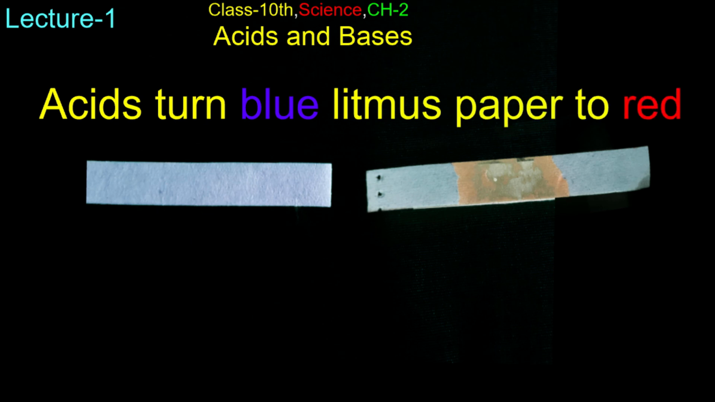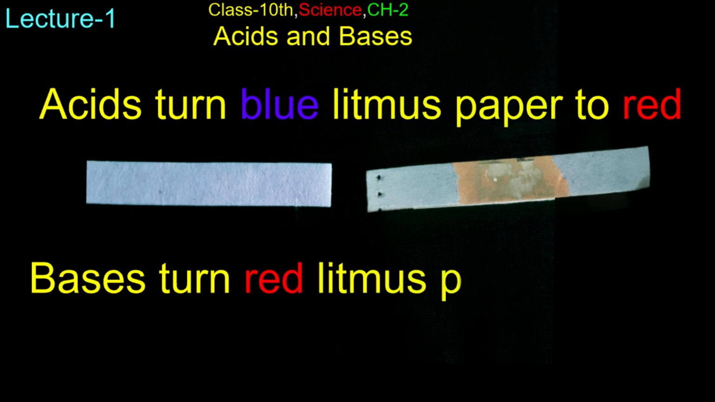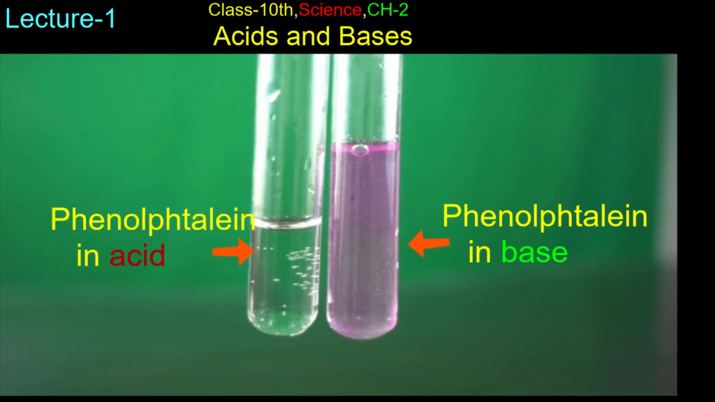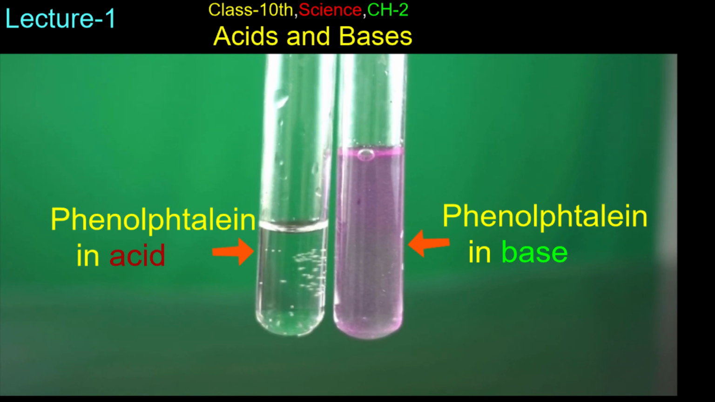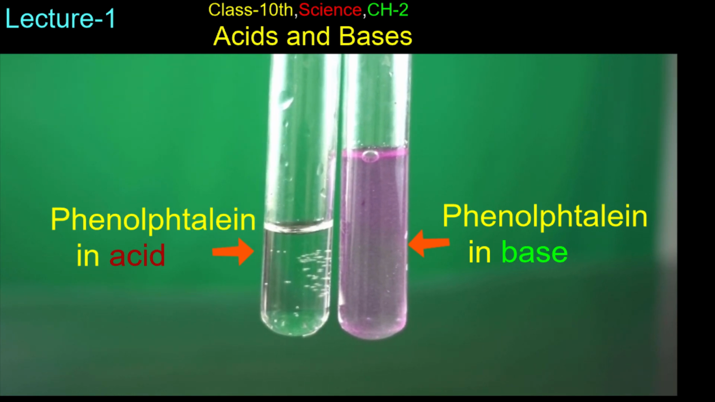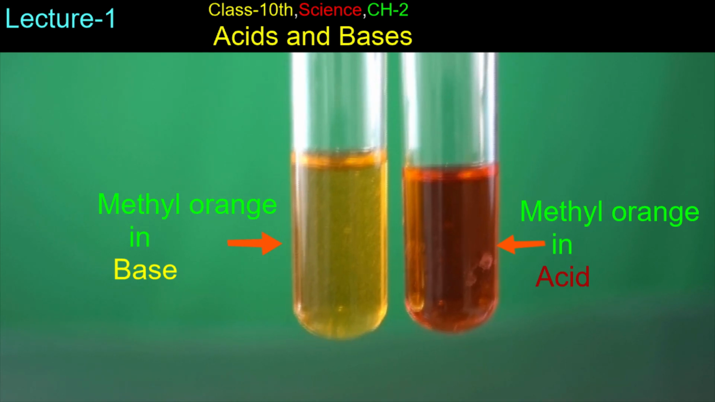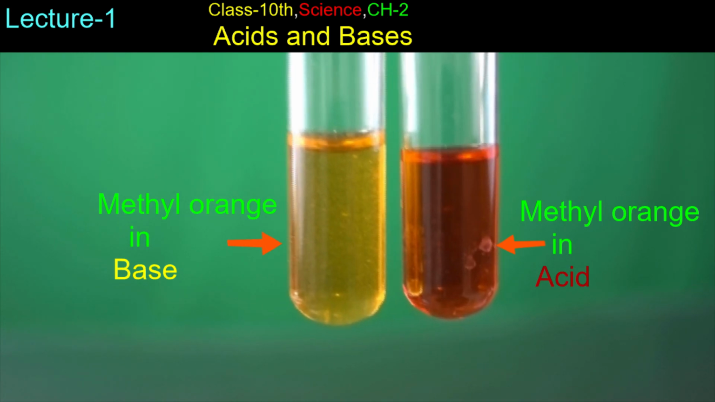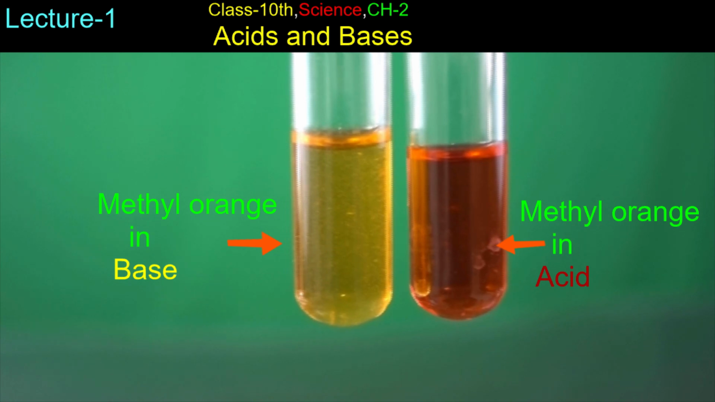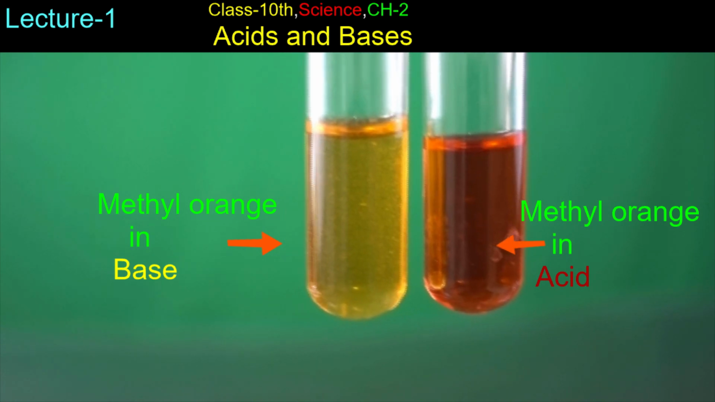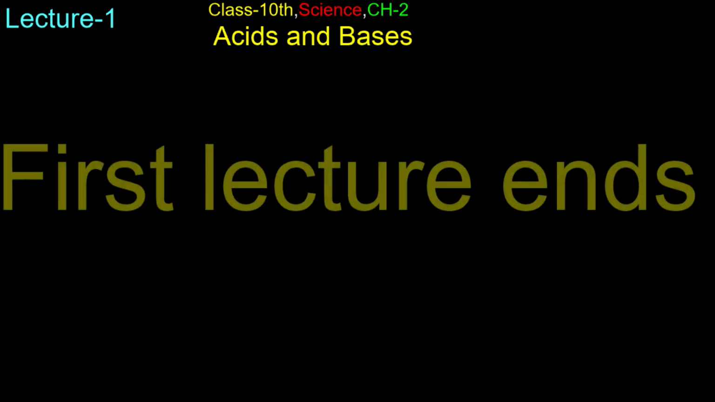Acids turn blue litmus paper to red and bases turn red litmus paper to blue. Phenolphthalein is colorless and remains colorless in acid medium but turns pink in basic medium. Methyl orange is orange colored liquid that turns red in acid medium and pale yellow in bases or in basic medium.